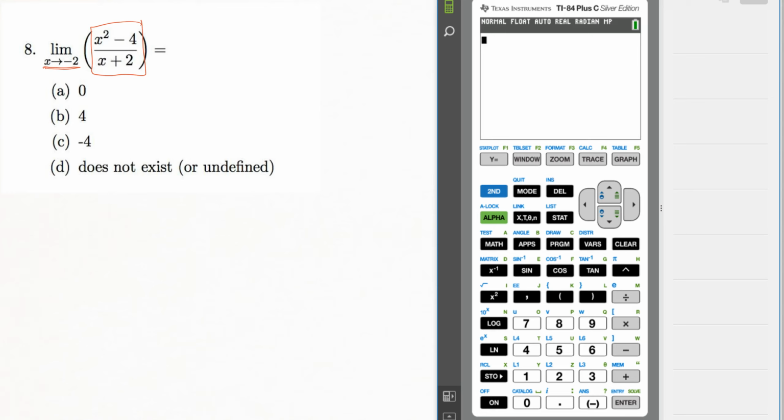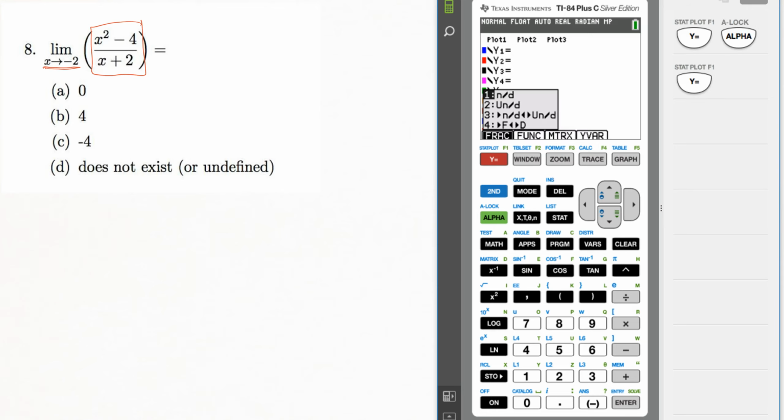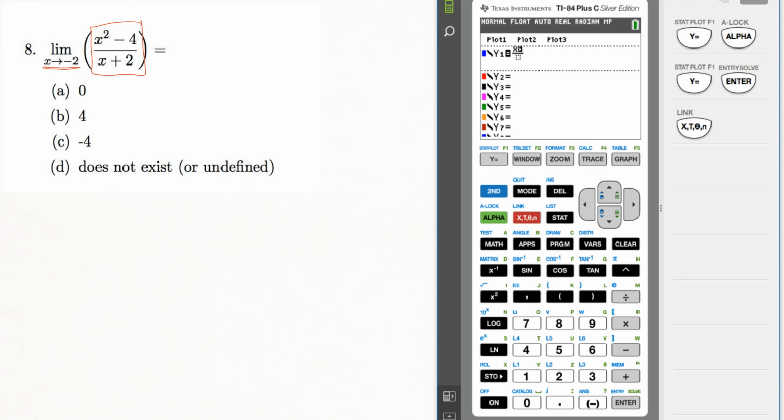So pull out a TI-84 or TI-83 calculator. You're going to go into the Y equals area, and when you're entering a fraction, if you can, hit the alpha Y equals button and then choose the number 1 option there, numerator denominator. That's going to split this up into a fraction for us so that we can just enter it in exactly how it looks.